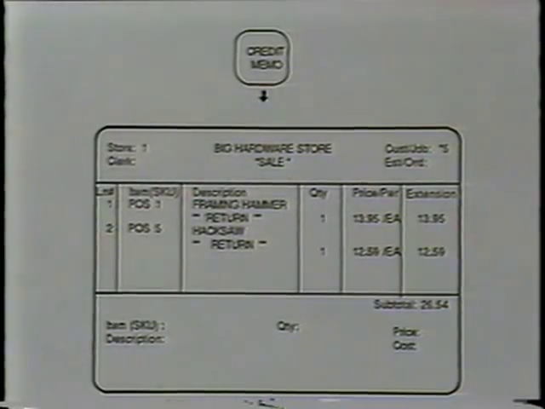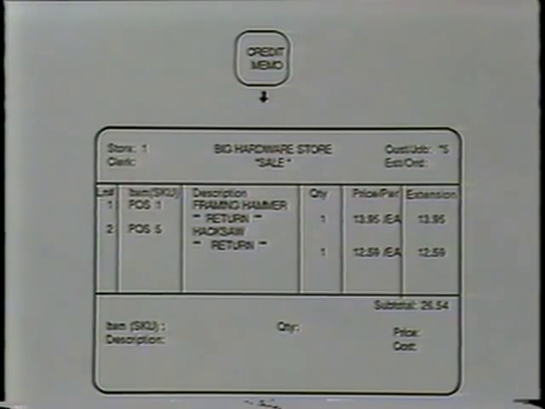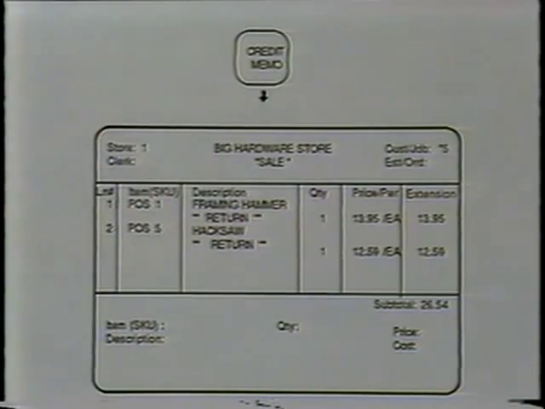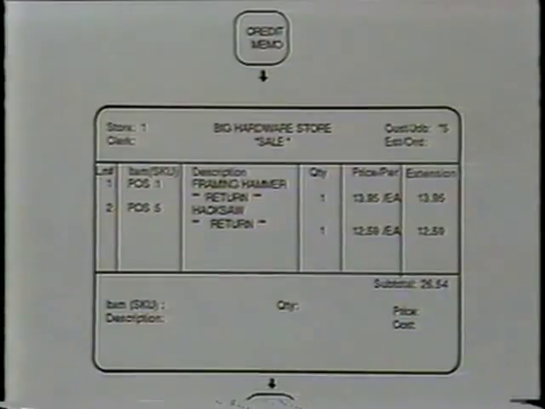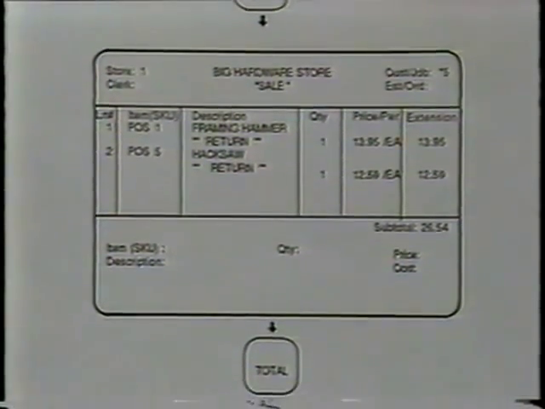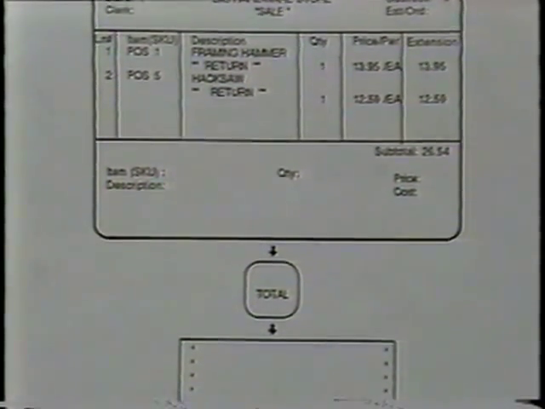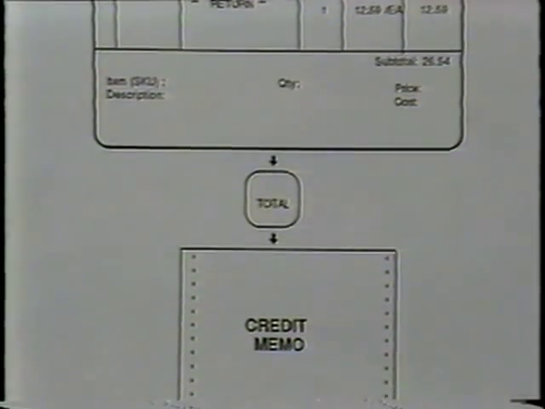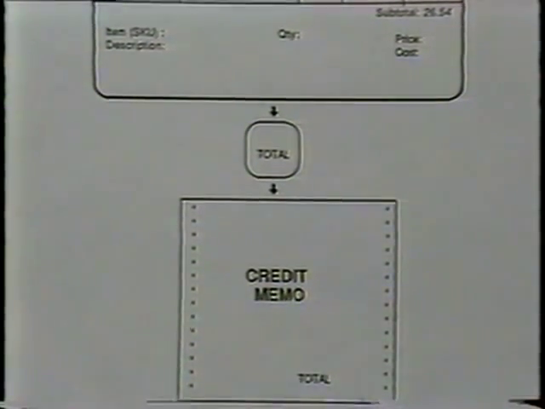If you press the credit memo key as the very first key in a transaction, all the items you enter after that will show up as credits, not as sales. By pressing credit memo at the very beginning, the entire document is designated as a credit memo. You'll be locked into the credit memo procedure throughout the transaction, and you won't be able to get out of credit memo until you total or void the transaction.